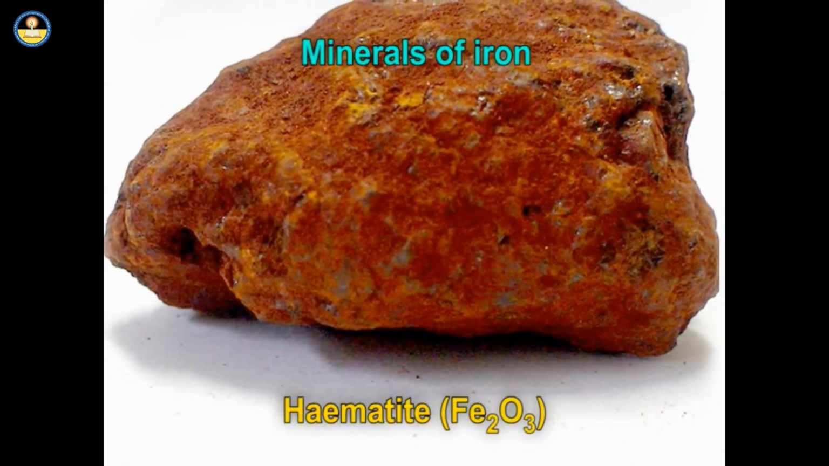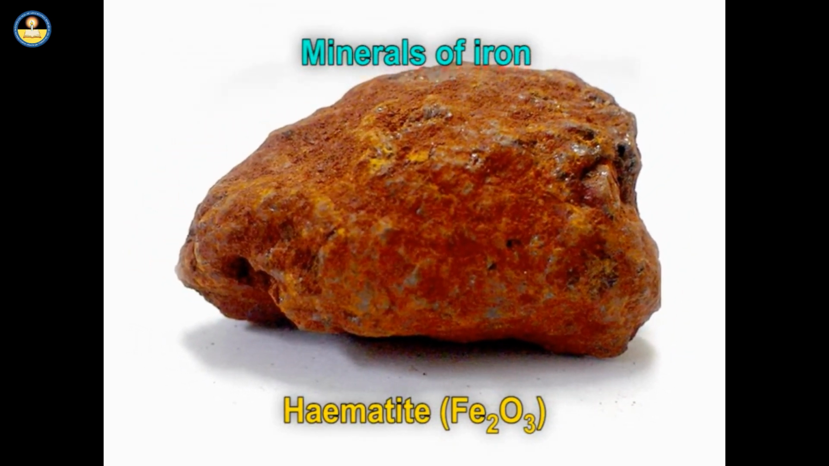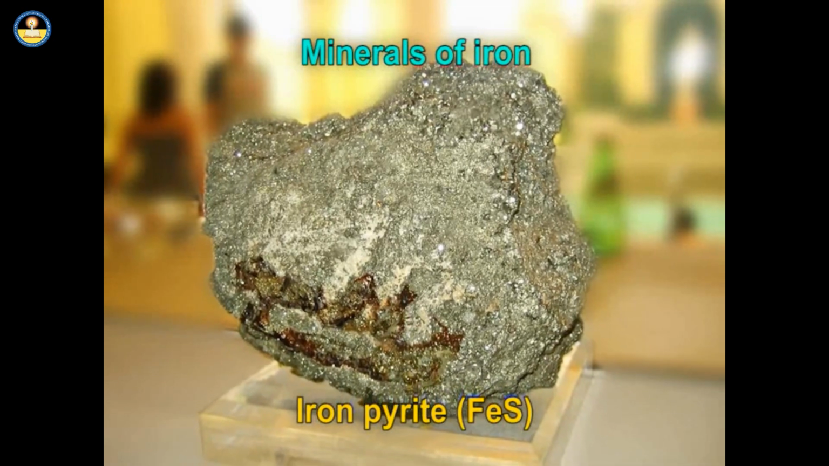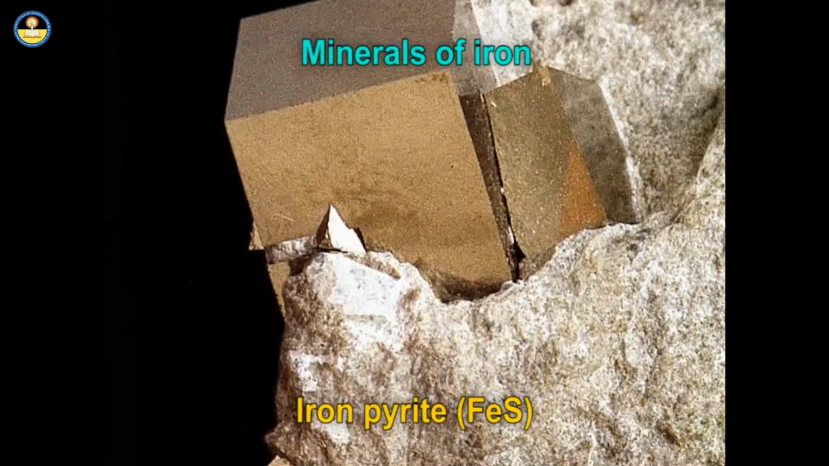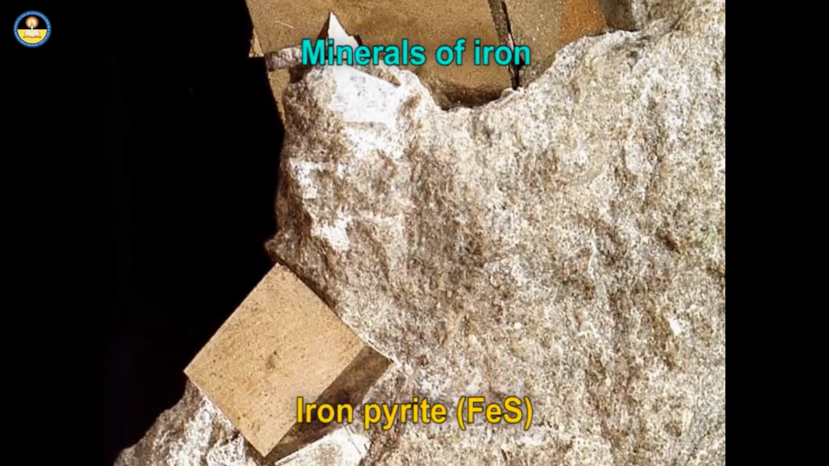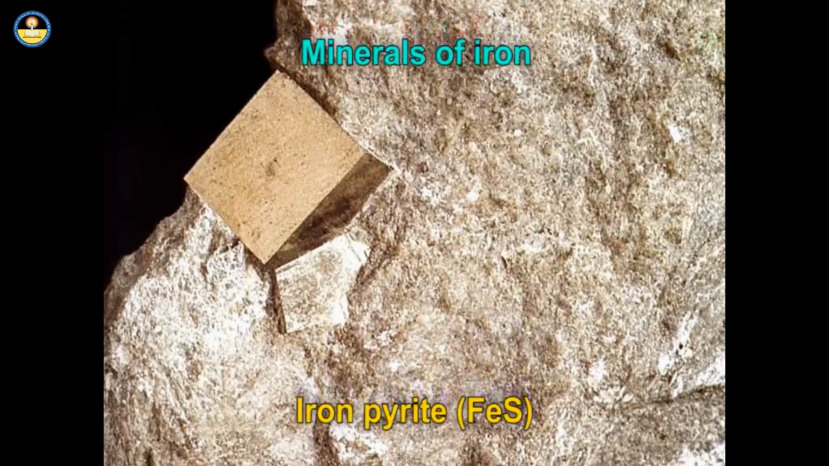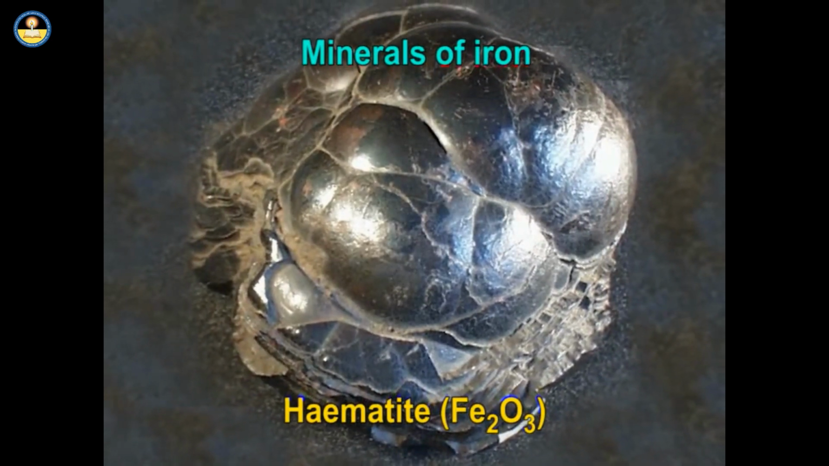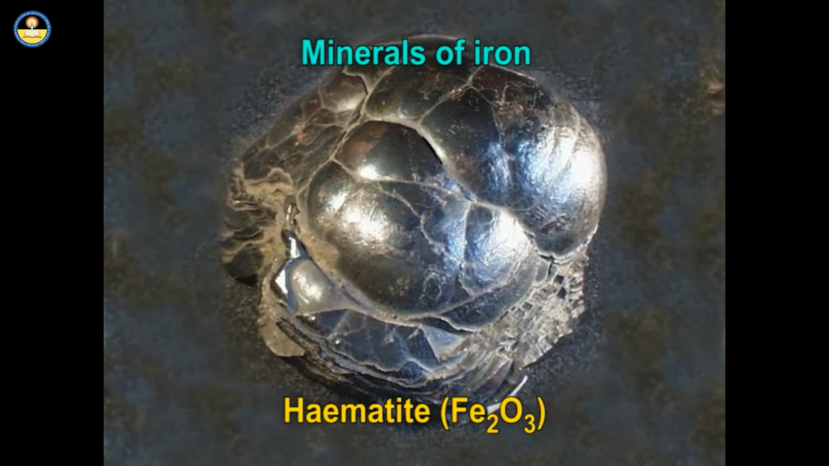For example, hematite, iron oxide and iron pyrite are the minerals of iron. Iron pyrites contain small amounts of iron, so it is only a mineral of iron and not an ore. On the other hand, hematite, iron oxide, is an ore of iron.